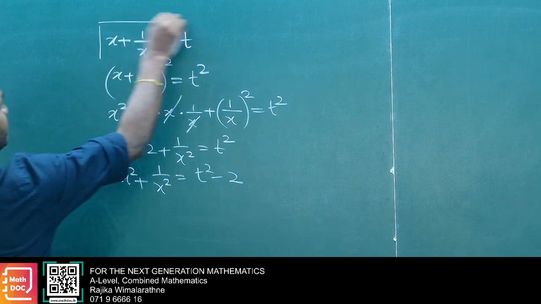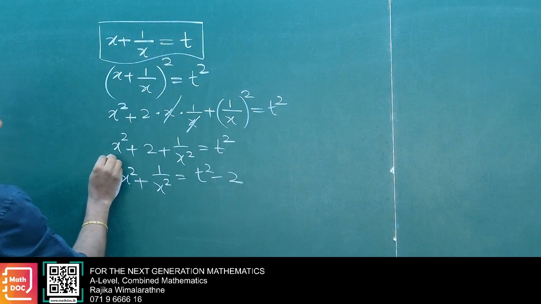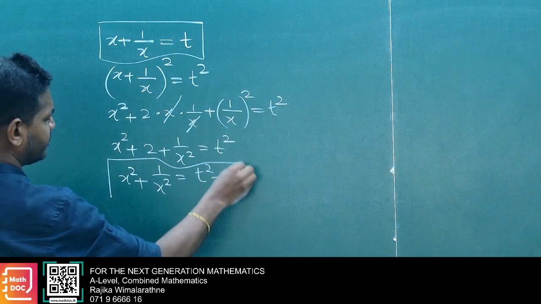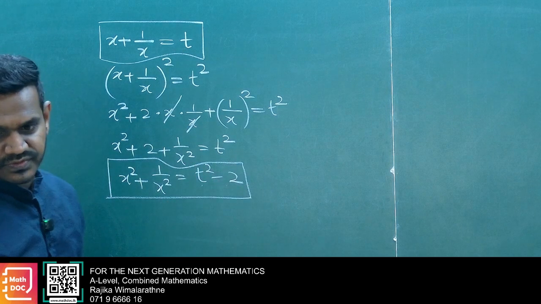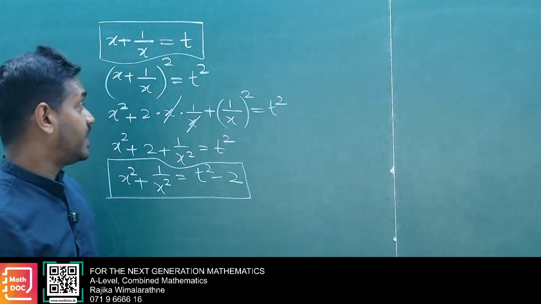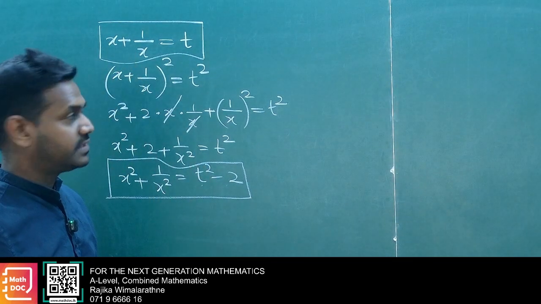Then x squared plus 1 over x squared equals t squared minus 2. Here x plus 1 over x equals t, then x squared plus 1 over x squared equals t squared minus 2. Okay, then using this relation we can get the substitution.